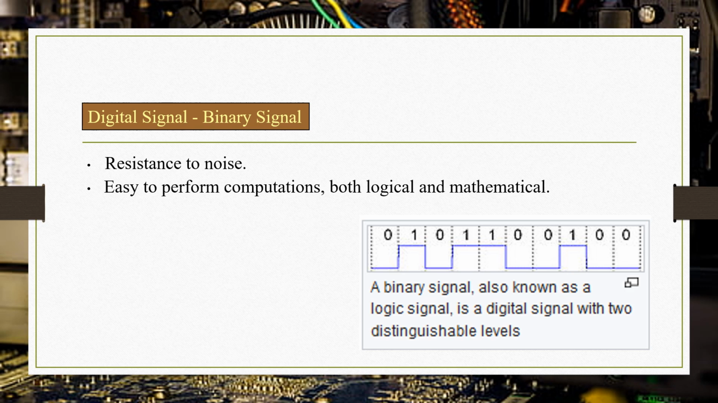As we know, these digital signals can take discrete values. And if it takes only two values like 0 and 1, then the signal can be called as binary signal. A binary signal, also known as a logic signal, is a digital signal with two distinguishable levels. These digital signals are resistant to noise, that is, they are less prone to noise. And it is easy to perform both logical and mathematical computations in binary system.